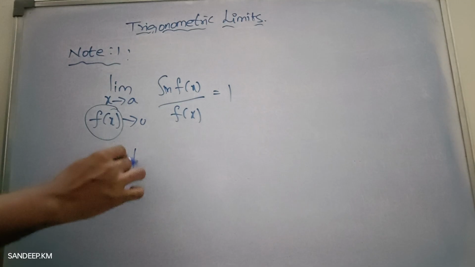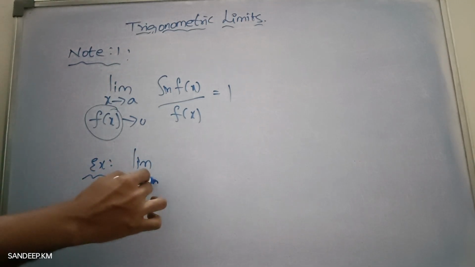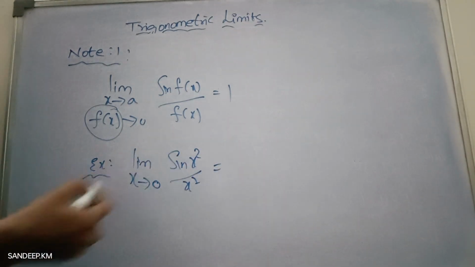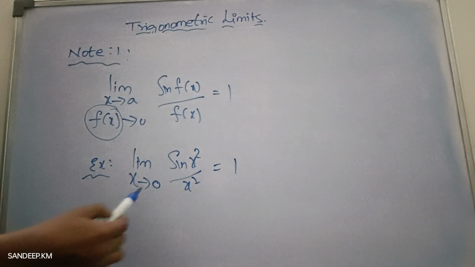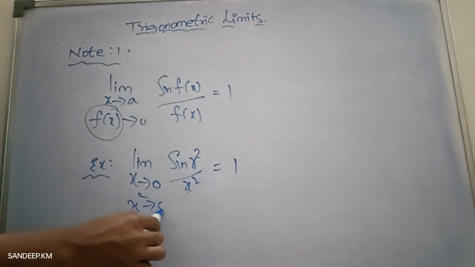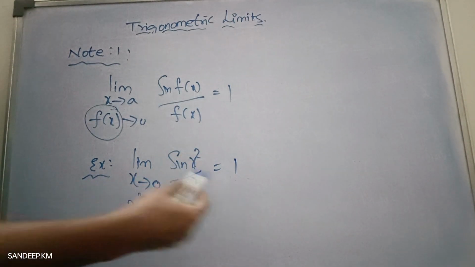Example, limit x approaches 0, sin x square divided by x square. What is the answer, dear students? 1. Because when x is approaching 0, this is f of x now. X square is also approaching 0. So therefore the answer is 1.